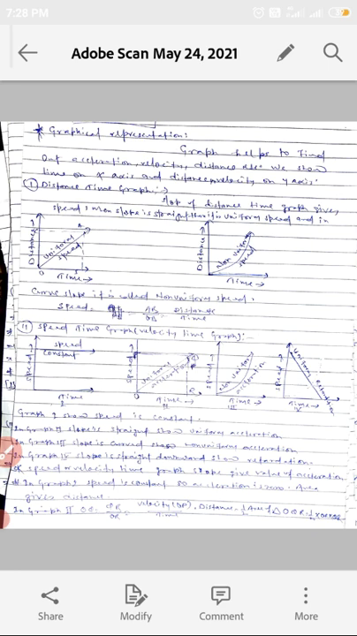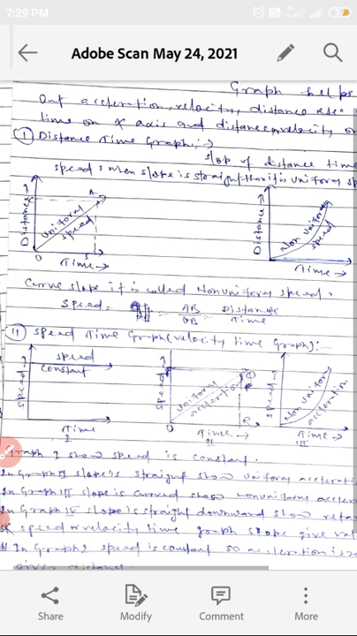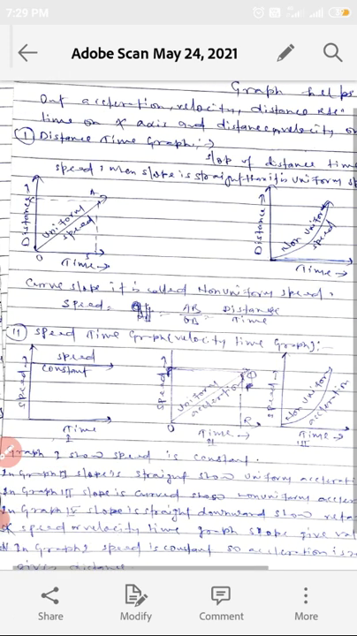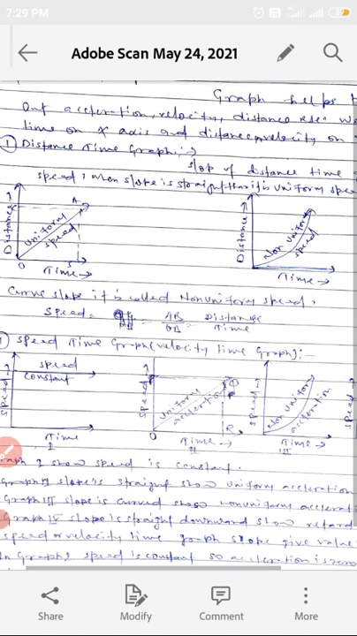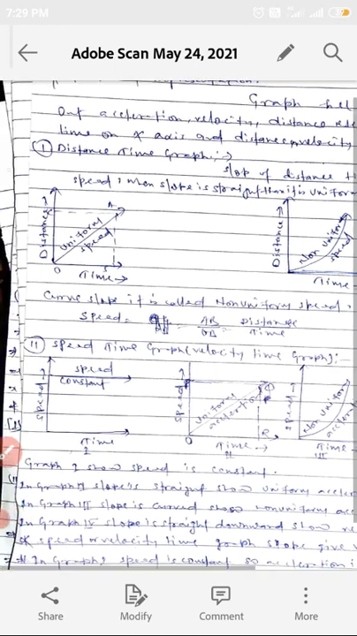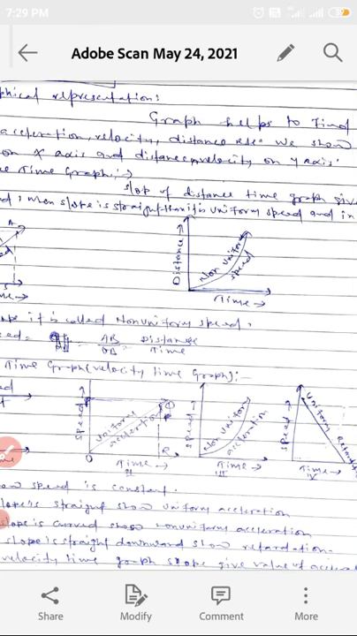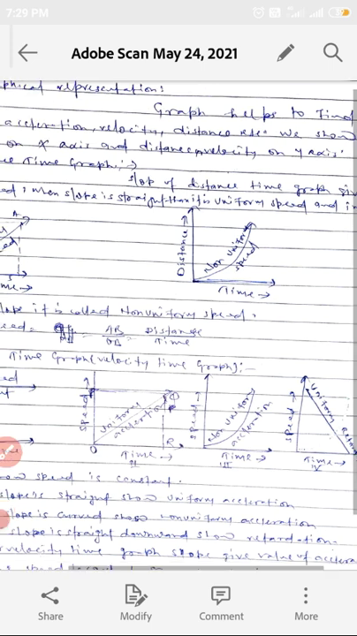Speed means velocity. First, the distance-time graph, in which we represent distance on the y-axis and time on the x-axis. When the slope of the graph is straight, it shows uniform speed, and the slope gives the speed. And when the slope is curved, it gives non-uniform speed.